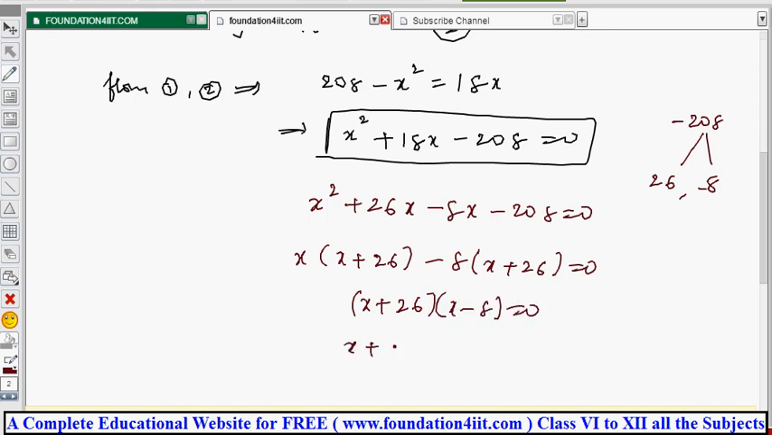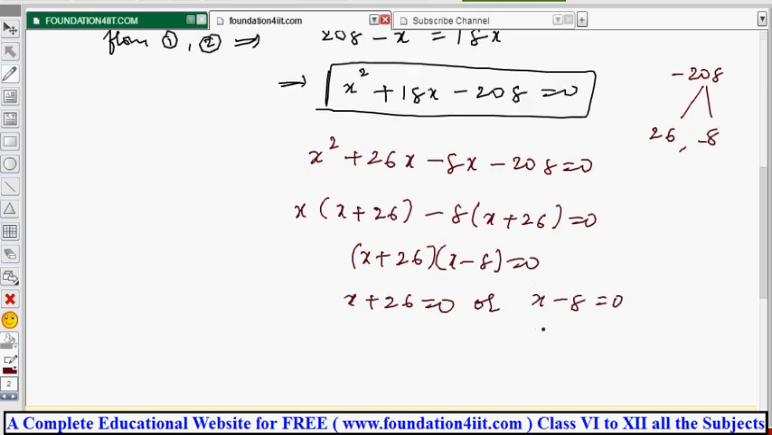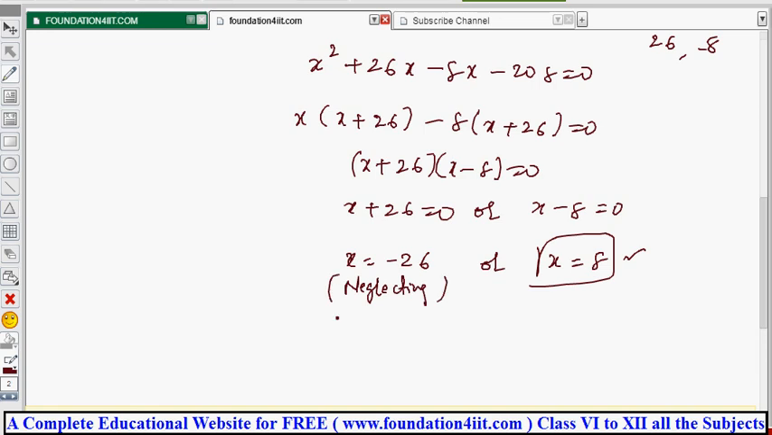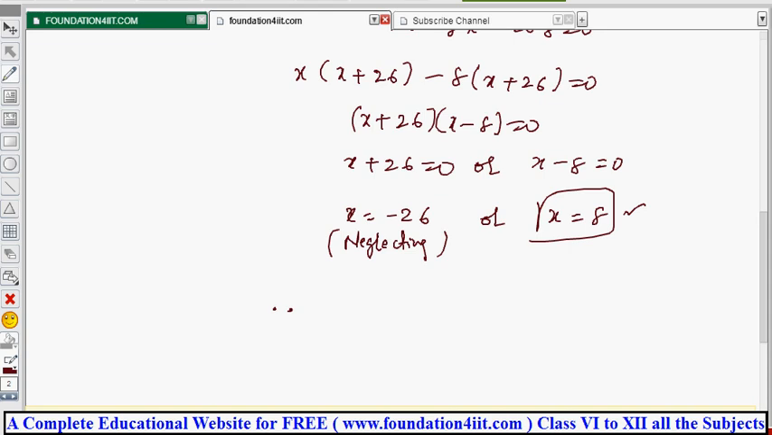By using zero product rule, x plus 26 is equal to 0 or x minus 8 is equal to 0. Simple. Then x is equal to minus 26 from this, or x is equal to 8 from this. Now if you observe, each part is a positive dimension. But we got minus 26. Therefore minus 26 is negligible. By neglecting this, we have only x is equal to 8, because according to the problem, each part is positive.